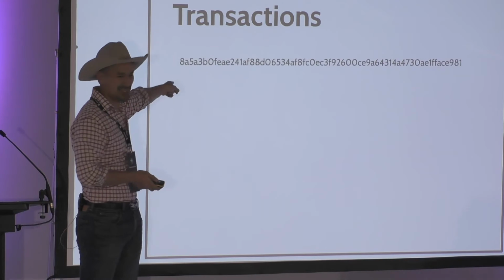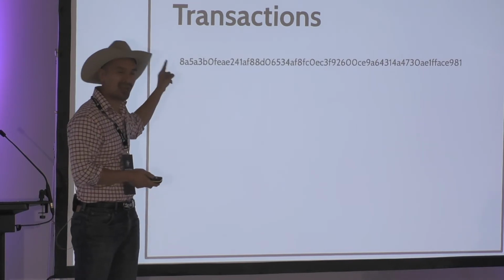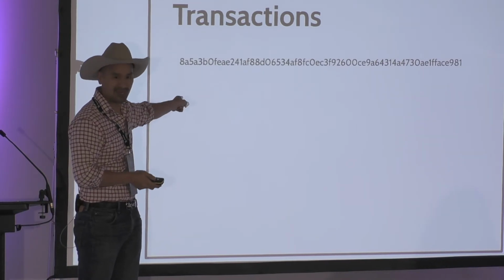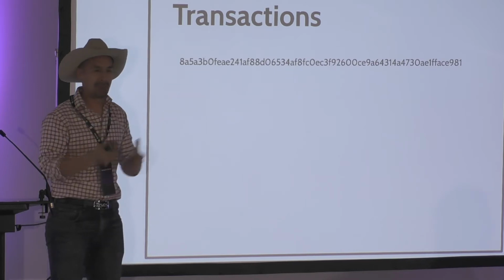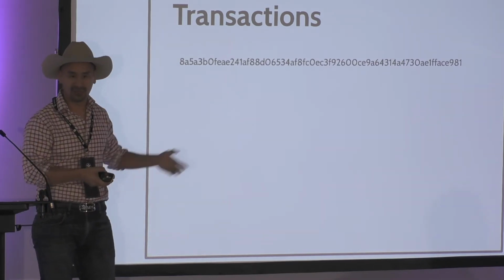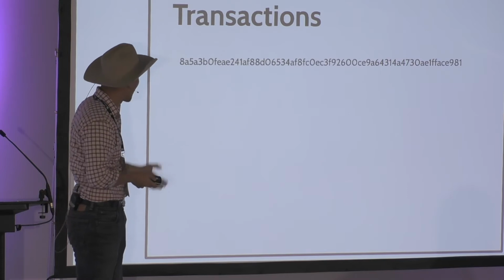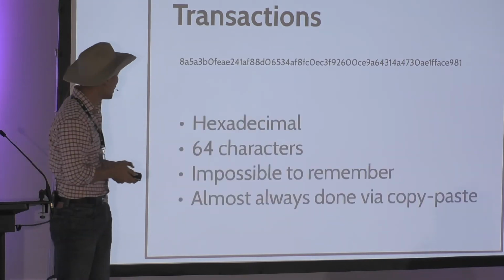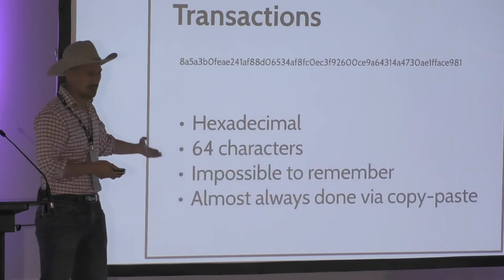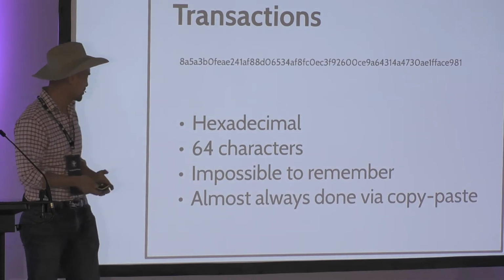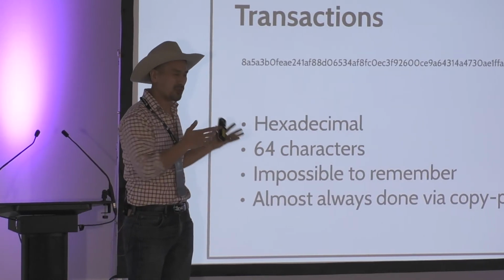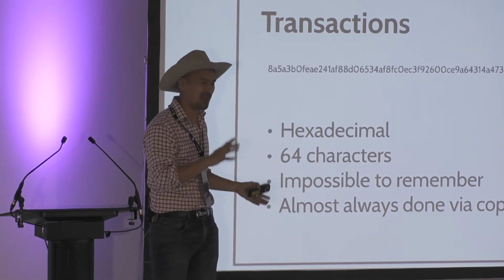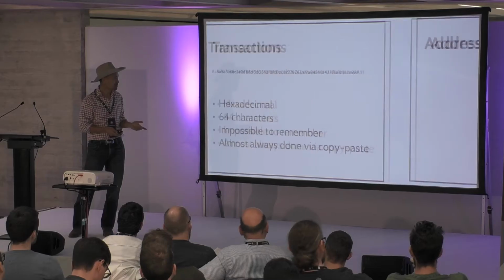So transactions look like this. There's no way anyone could remember that, right? Unless you memorize digits of pi for fun, there's no way you're going to be able to remember it or anything. It's in hexadecimal. It's 64 characters. It's impossible to remember. And when you communicate this, it's almost always done by copy-paste.